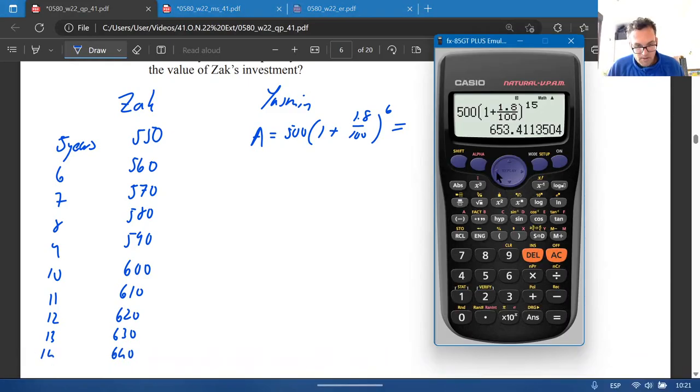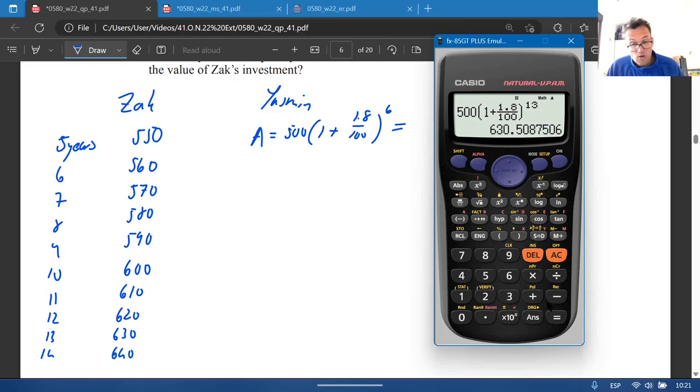Okay, let's work backwards. Let's see what 14 years gives. 641. Yep, that is more than 640. So after 13 years, yep, just about 51 cents more. Let's check 12 years. No, 619 is less than 620. So there we go. The answer is 13.